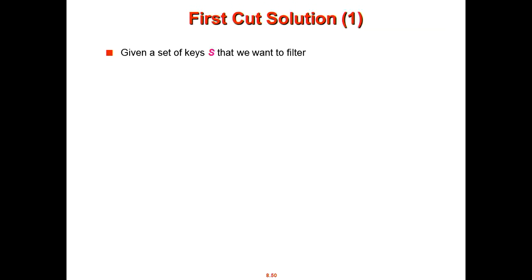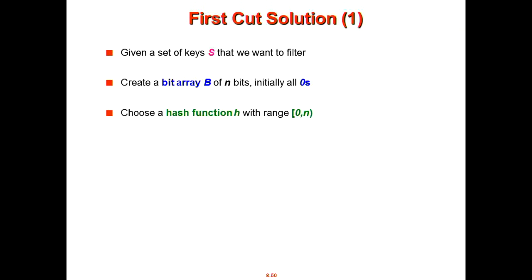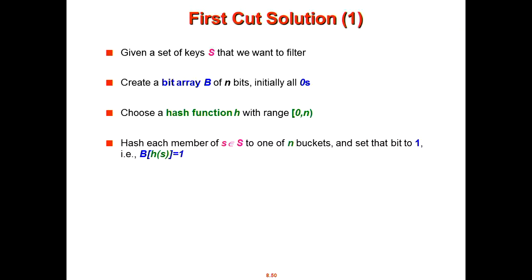So the first solution is like this. Given a set of keys S that we want to filter, we can create a bit array B of n bits. Initially it's all zeros. Then we choose a hash function H with range 0 to n. Next, for each member of S in this given key set, we hash them to this n bit array, and based on the hash values, we set the relevant bit to 1.